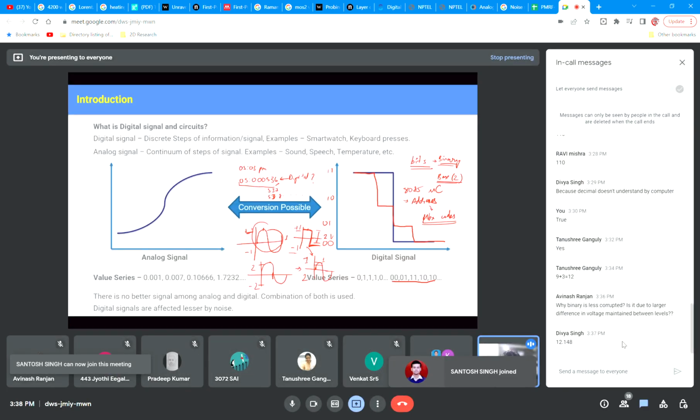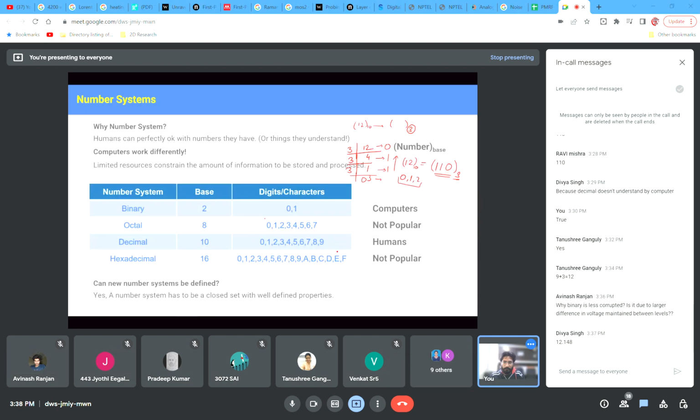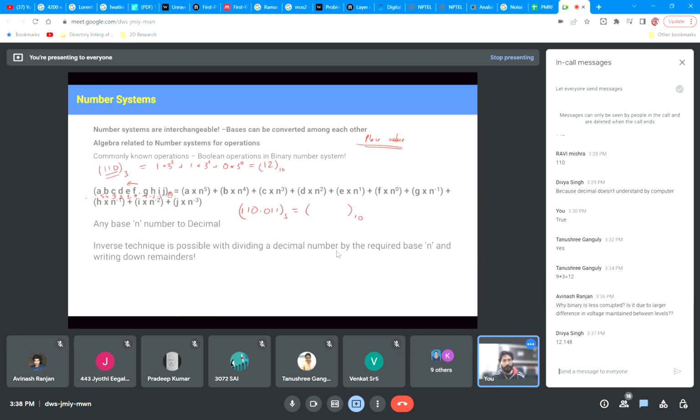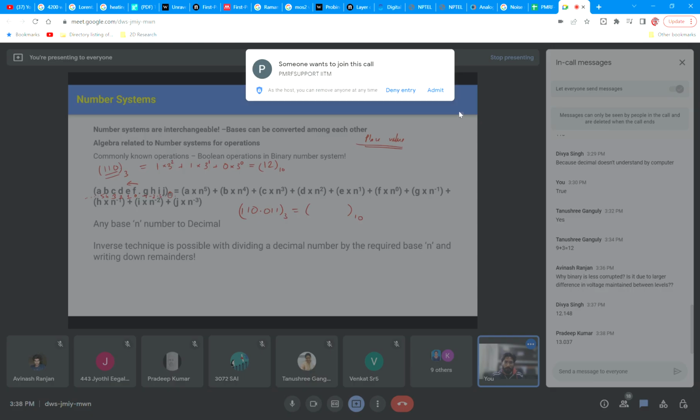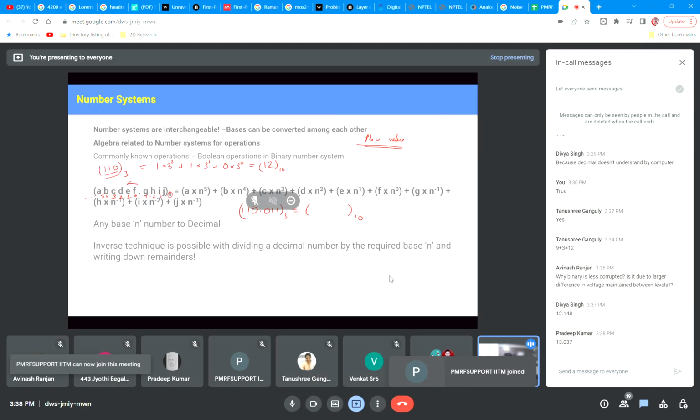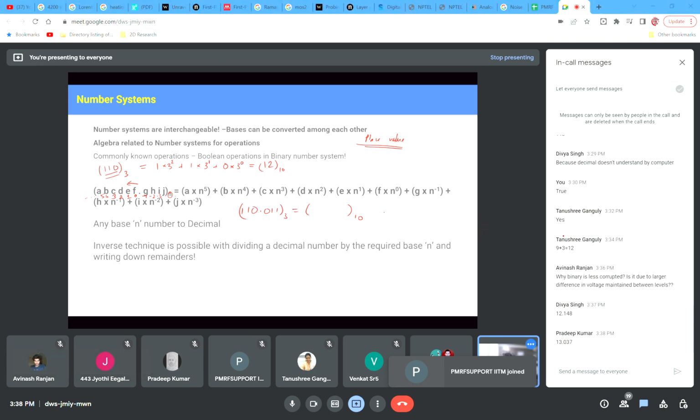Okay, so we have one answer from Divya, that is 12.148. Has anyone else tried to solve it? 13.037. Okay, Pradeep. Now let me tell you, in this base where we are using 3, you'll encounter these powers, the inverse powers. So you can keep the answer precise to 3 or 4 decimal points.